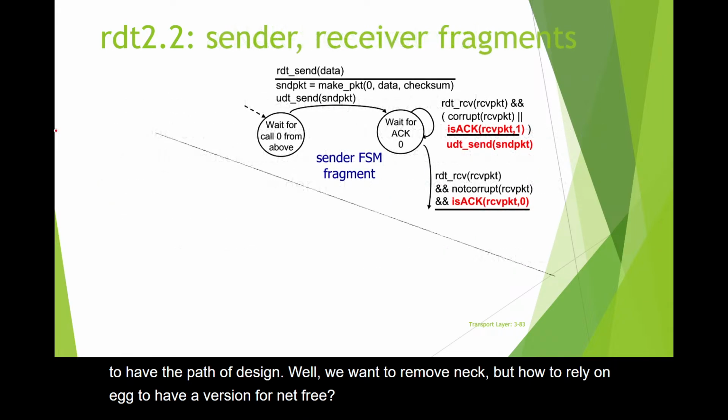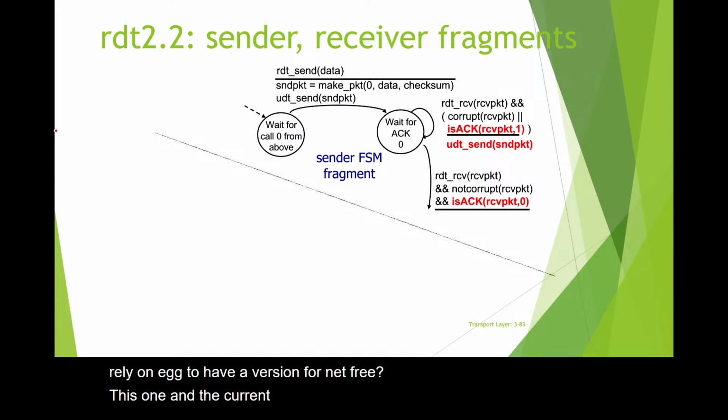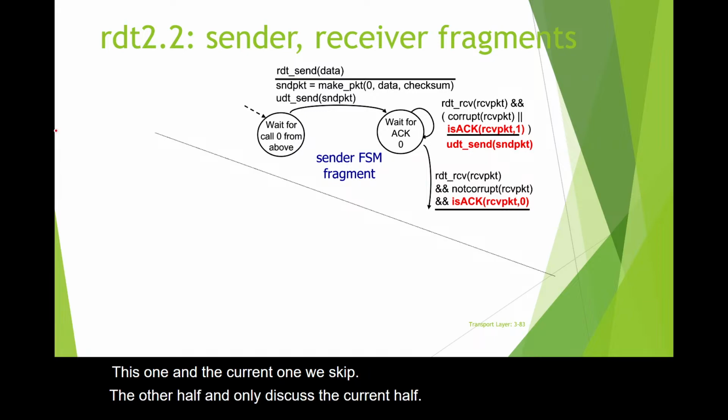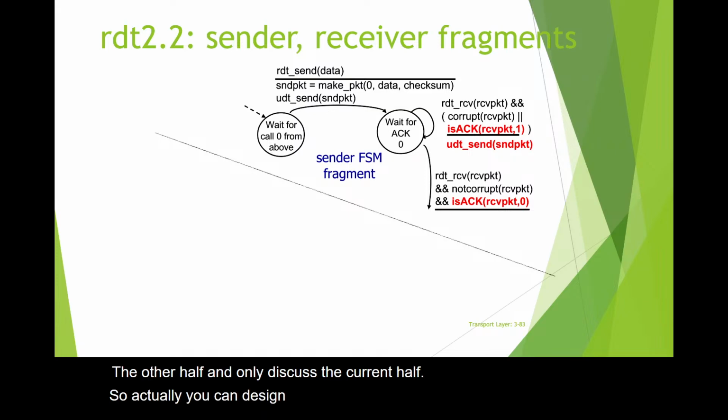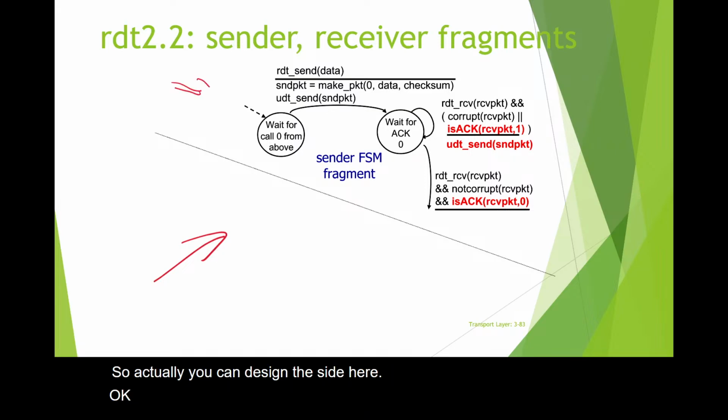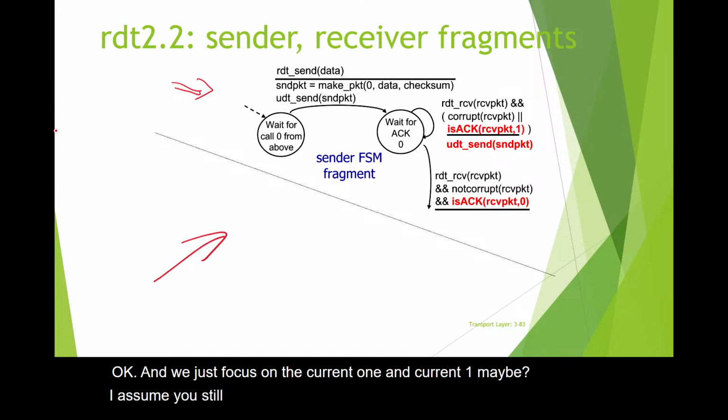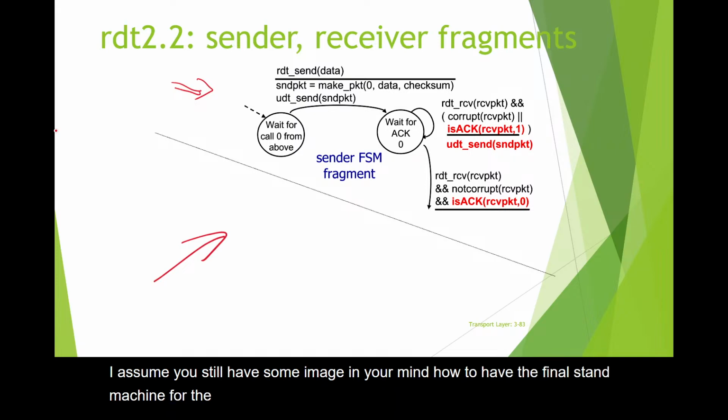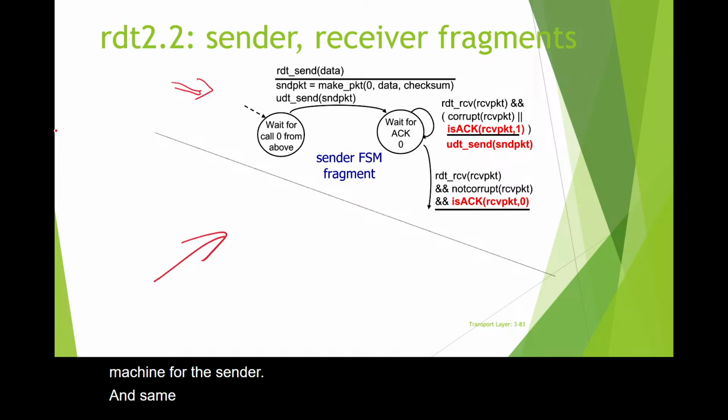This one. And the current one, we skip the other half and only discuss the current half. So actually, you can design the other side yourself. Okay, and we just focus on the current one. And for the current one, I assume you still have some image in your mind of the final state machine for the sender. And same packet, 0 up to now.